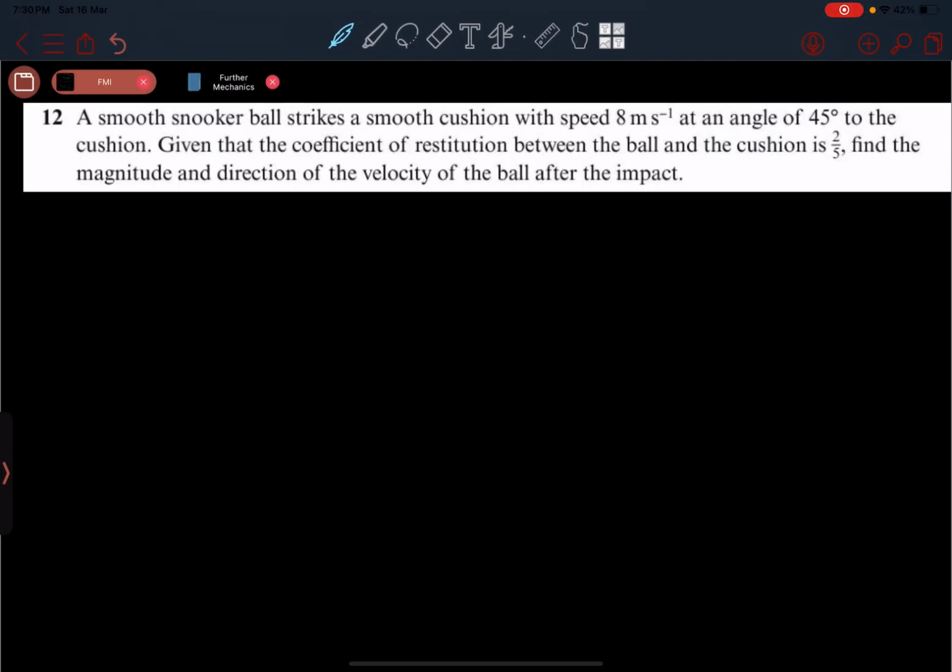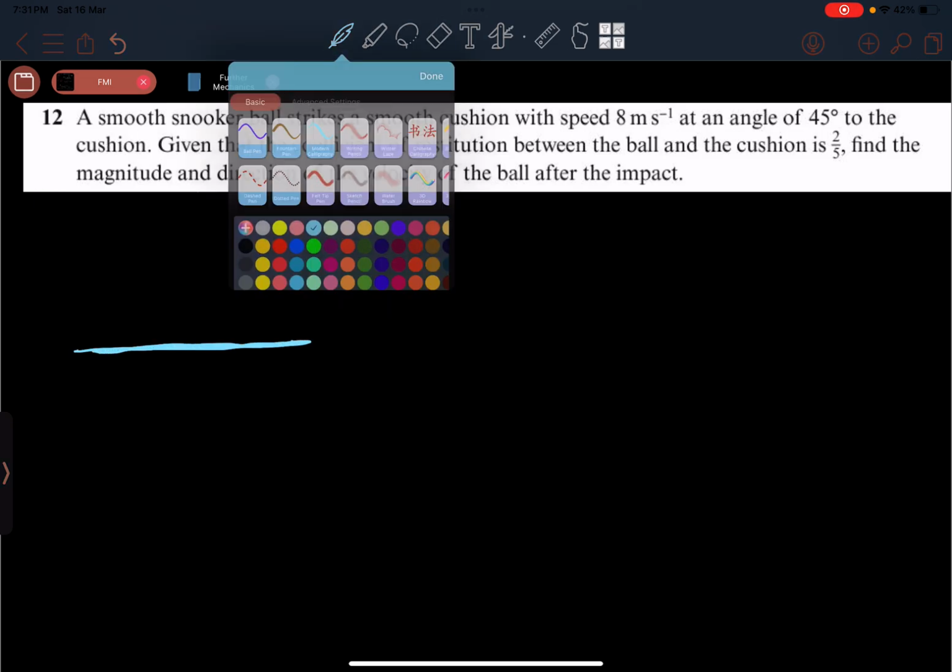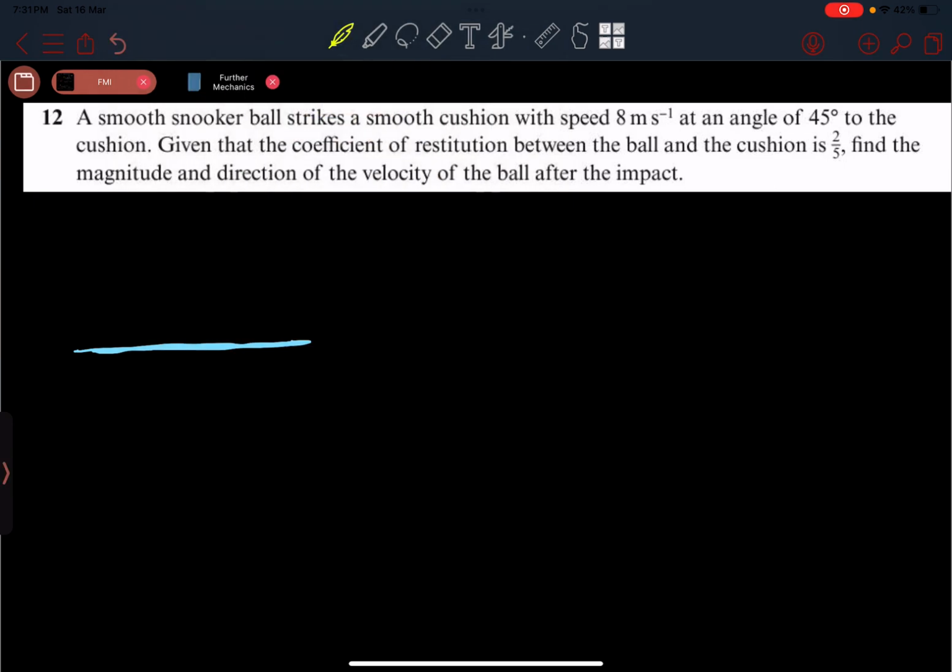Question number 12. We've got a smooth snooker ball and it strikes a smooth cushion with a speed of 8 meters per second at an angle of 45 degrees. So let's imagine that is the cushion. The snooker ball is striking the cushion at an angle of 45 degrees with a speed of 8 meters per second.